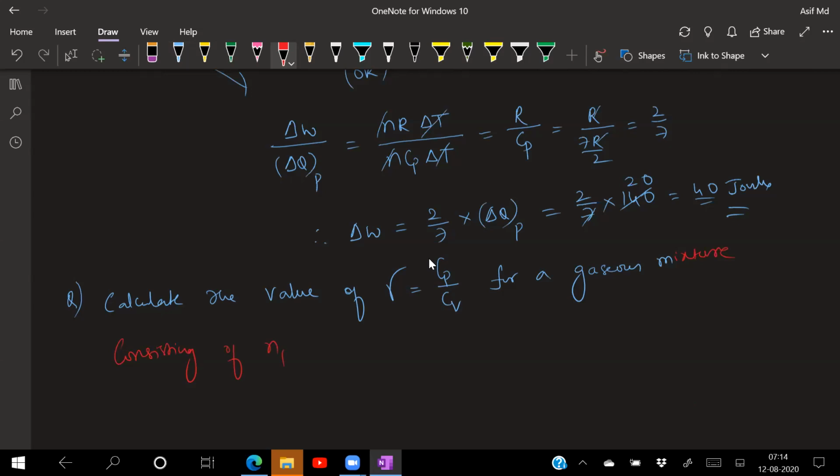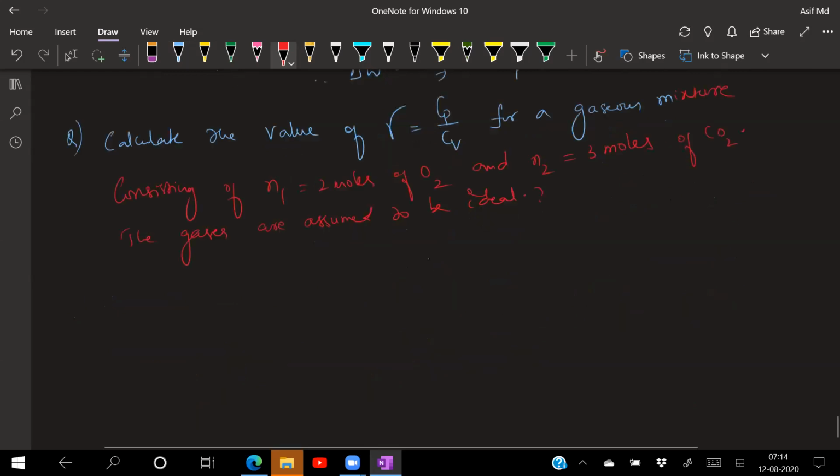For a gaseous mixture consisting of N1 equal to 2 moles of oxygen and N2 equal to 3 moles of carbon dioxide, the gases are assumed to be ideal. Calculate the value of gamma.